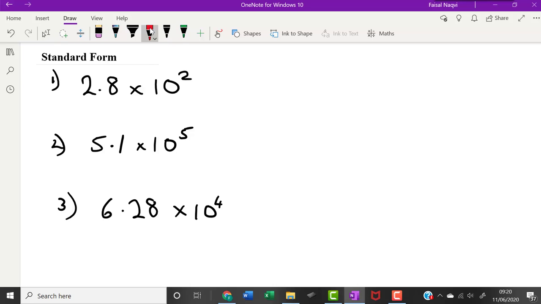Okay, if I take a look at the first one, 2.8 times 10 to the power 2. So I have my 2.8. I'm going to multiply it by 10 to the power 2, so my number is going to become bigger. My decimal point moves to the right 2 times. 1, 2. Underneath the arch, I put 0. So my answer is 280.